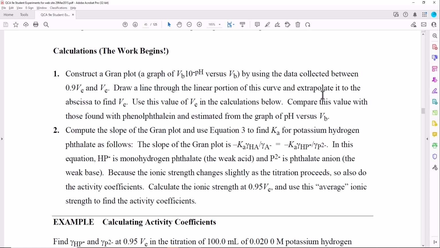Oh, it says, by the way, compare this value, the VE that you found, with that from the phenolphthalein and the one that we estimated from the graph of pH versus VB. So we see that they're really pretty close, at least for the pH. I don't have the information about the phenolphthalein, but you'll have that in your notes.